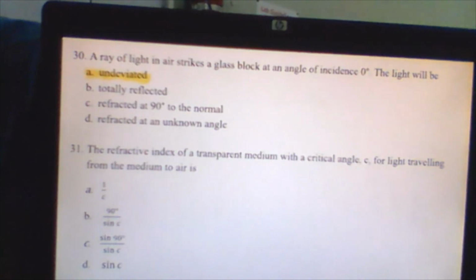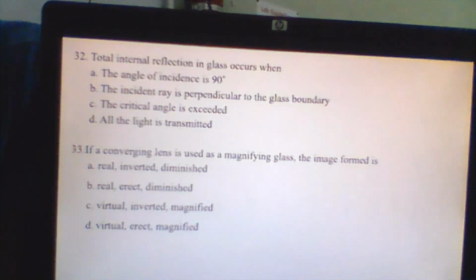Number 31, the refractive index of a transparent medium with a critical angle C for light traveling. So the answer for number 31 is going to be sine C. Okay. Number 32, the total internal reflection of a glass occurs when, and the answer there, number 32, is when the critical angle is exceeded. That's when total internal reflection occurs.